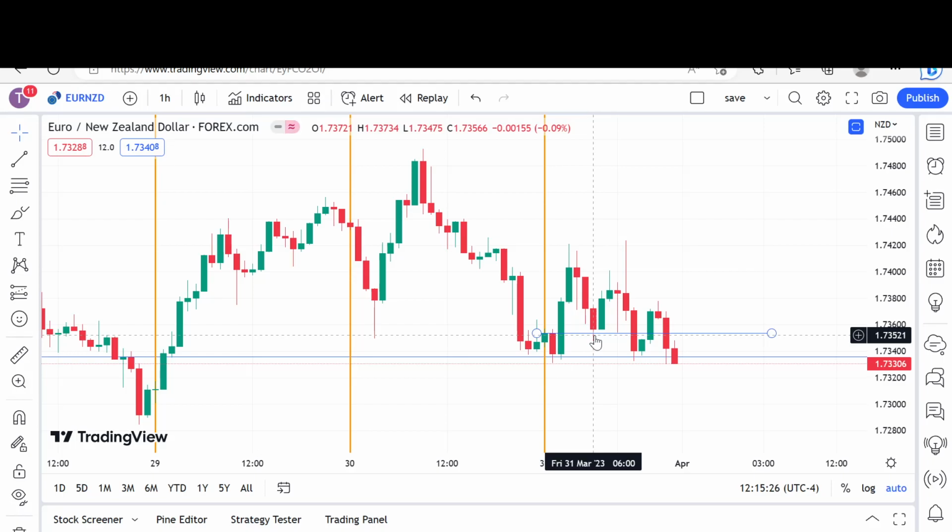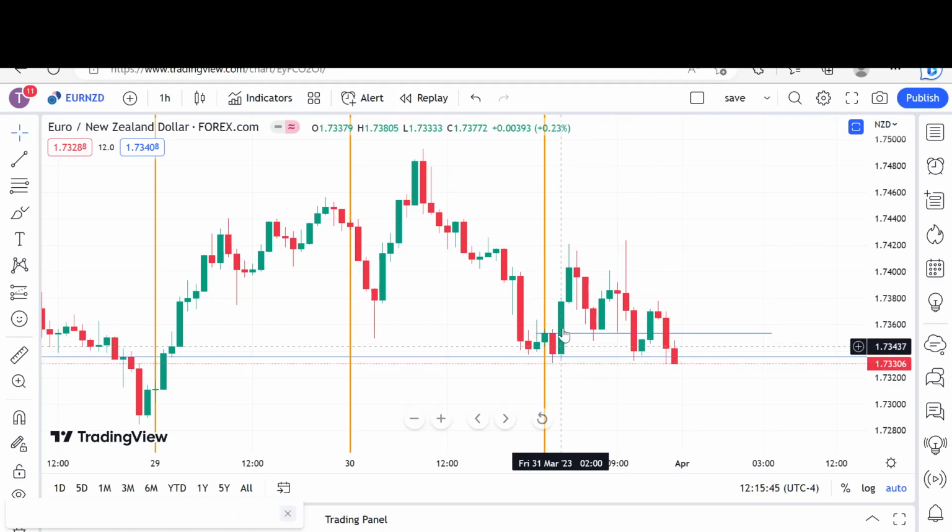I liked where it was at coming into 7 o'clock. So there was no reason for me to just put a limit in and wait. I just marked it in. Got into play. Okay, so where was my stop on this? My stop right underneath this. That was the low of that fair value gap.